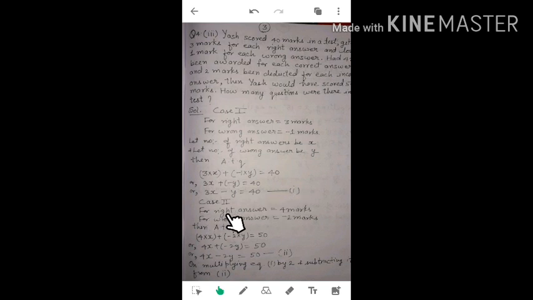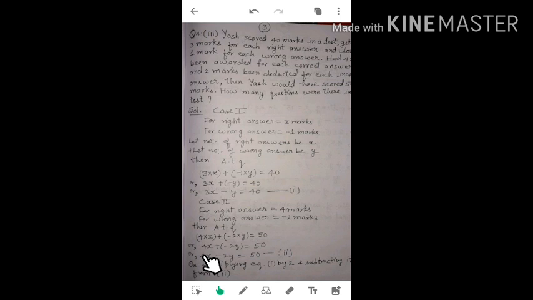Now for the second case, it is given that in the second case, 4 marks have been given to him for a correct answer. For a right answer he is getting 4 marks and for wrong answers 2 marks are being deducted. As the marks are being deducted, I have put a negative sign. Then according to the question, for the number of right answers x, this x will be multiplied by 4. 4x marks for the correct answers, and the number of wrong answers is y and for each wrong answer 2 marks are being deducted, so -2 will get multiplied by y, equal to 50.